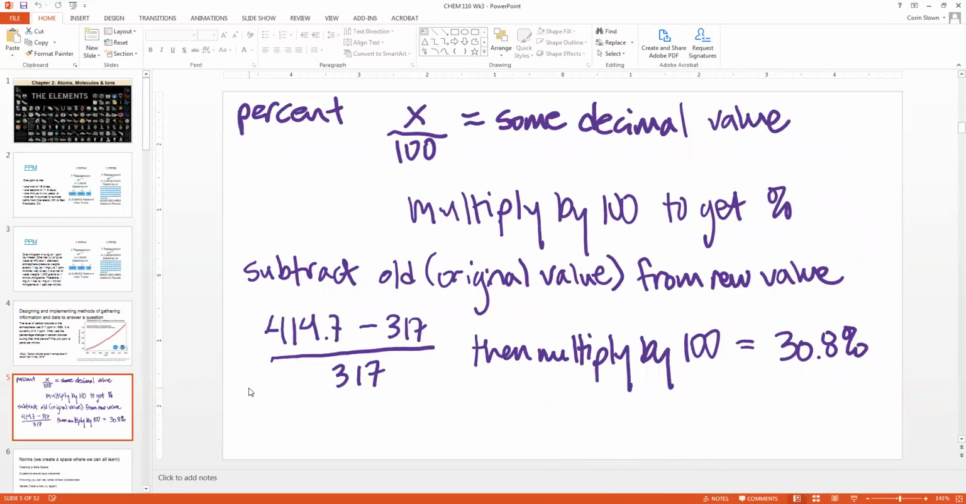If we're thinking about this, remember a percent is some value X out of 100, and that's going to give us some decimal value. So for example, 90 out of 100 would be 0.9. We would multiply that by 100 then to get our percent. So one way that we can solve this problem is to subtract the old, or the original value, from the new value. So this is our original value, this is our new value, and then we multiply by 100. That gives us 30.8%.